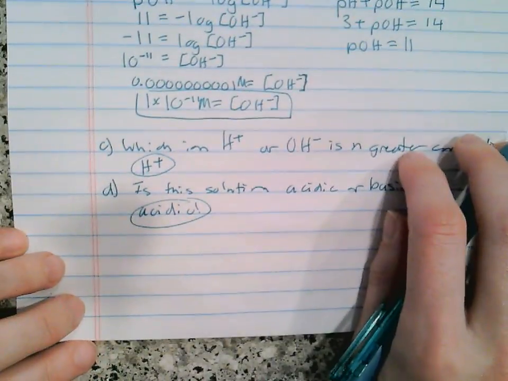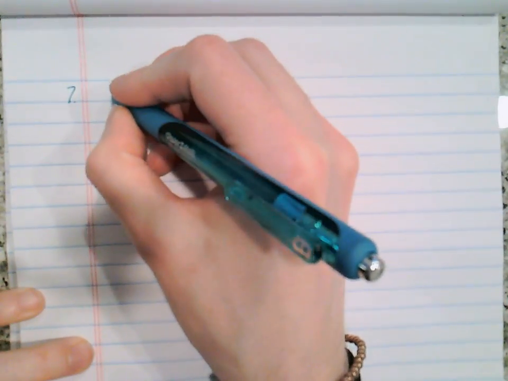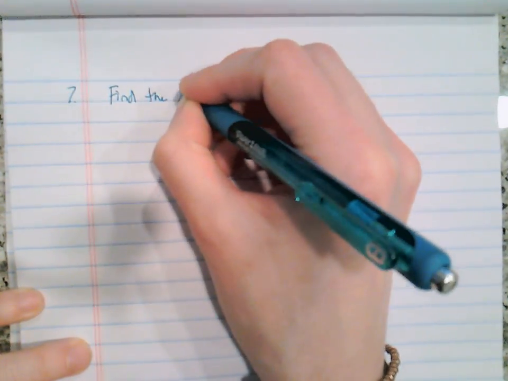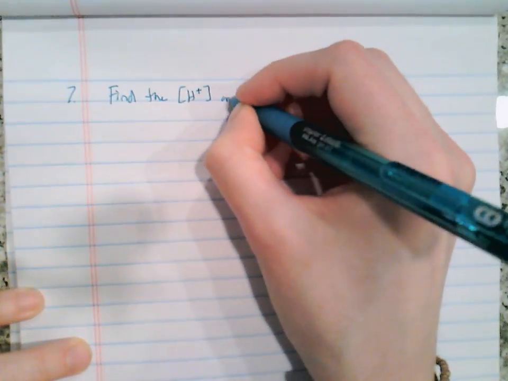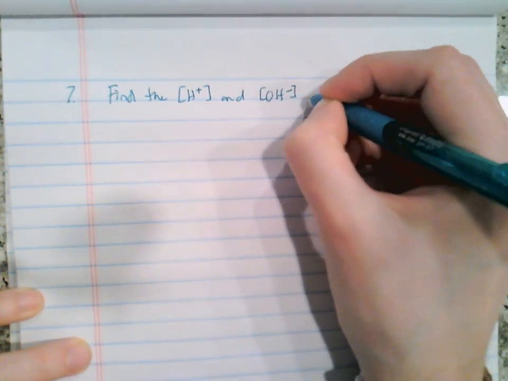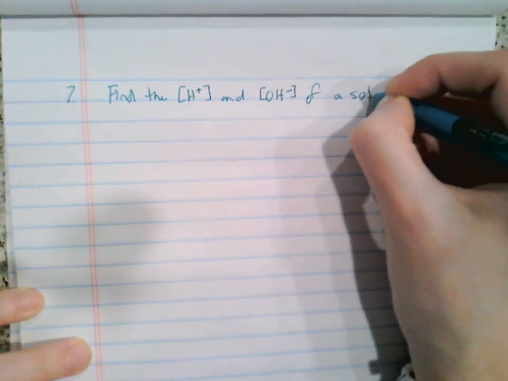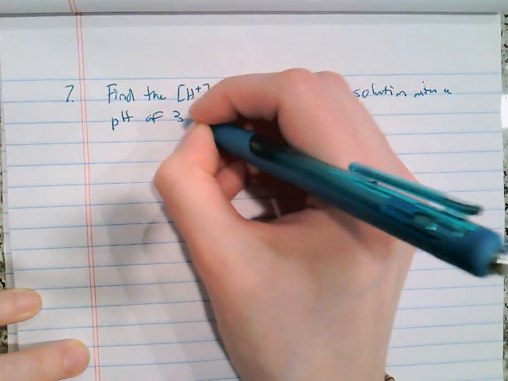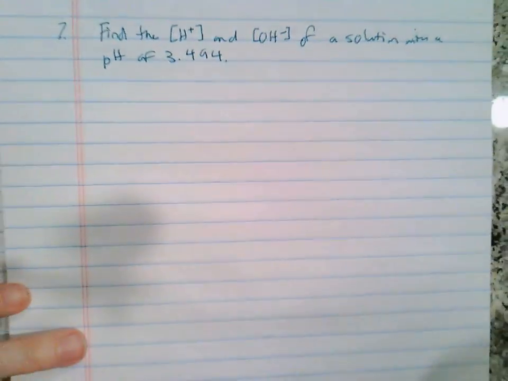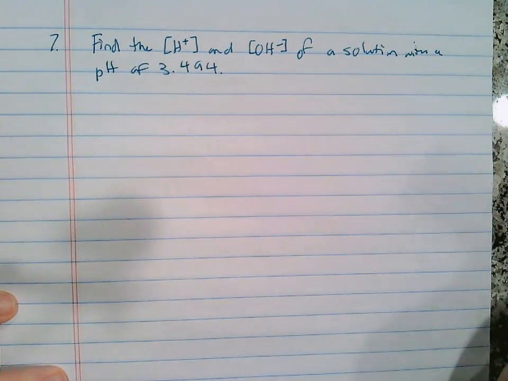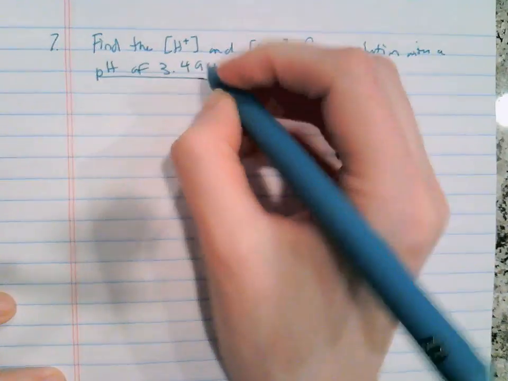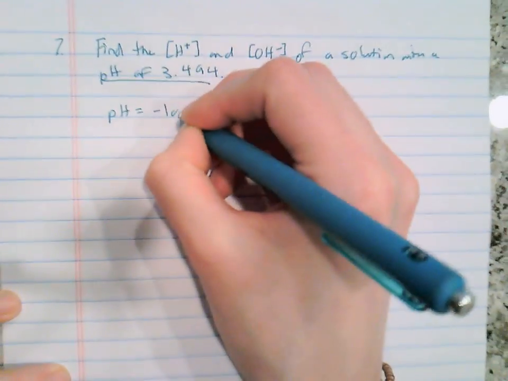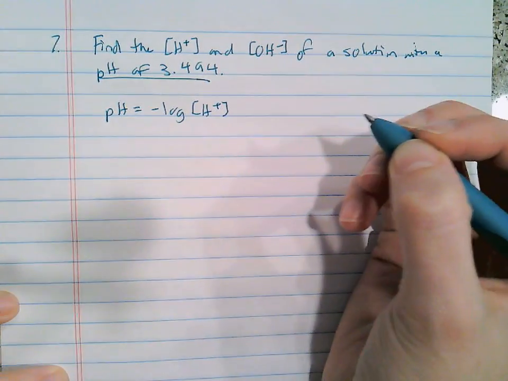All right, one more problem for you. Number 7 says, find the concentration of hydrogen ions and the concentration of hydroxide ions of a solution with a pH of 3.494. So again, we'll plug in what we're given and solve for what we're not given. They gave me pH. I know pH is equal to negative the log of hydrogen ion concentration.